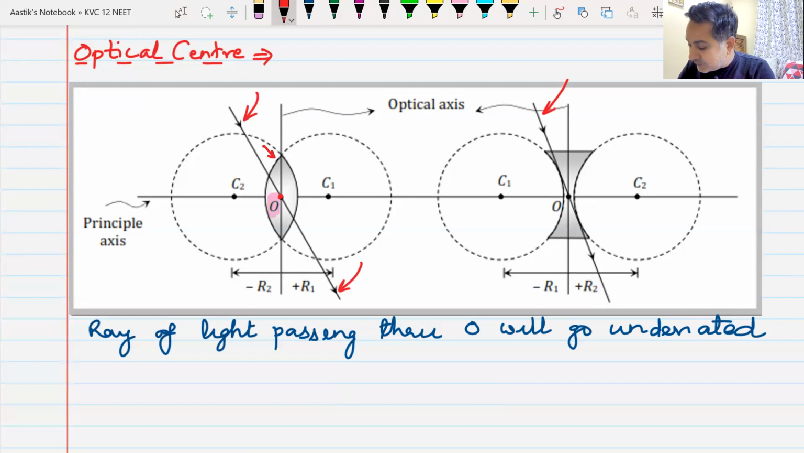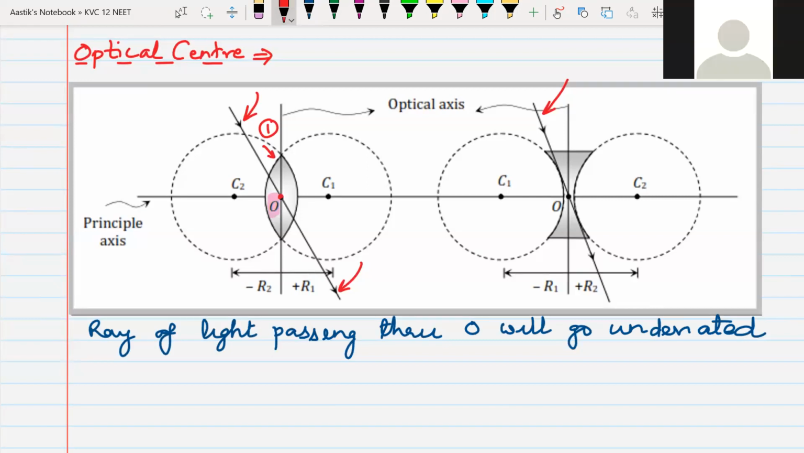If I call this surface number 1, because a lens has two refracting surfaces, this surface becomes number 2. Do we understand this? Yes, sir. Here, this surface is number 1 and this surface is number 2. Do we understand this? Yes or no? Yes, sir.